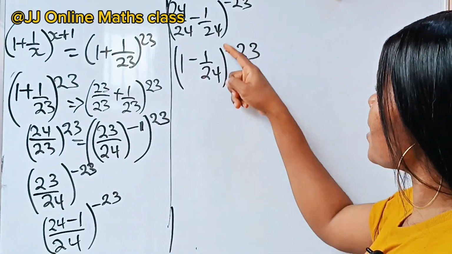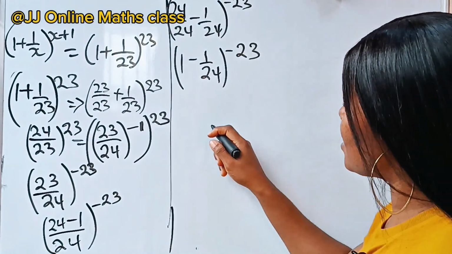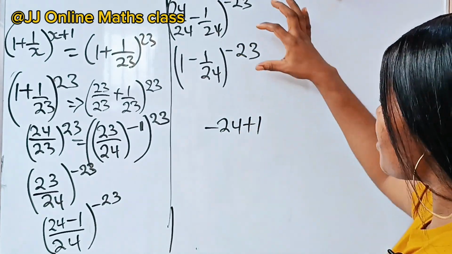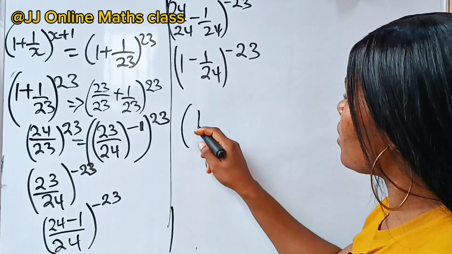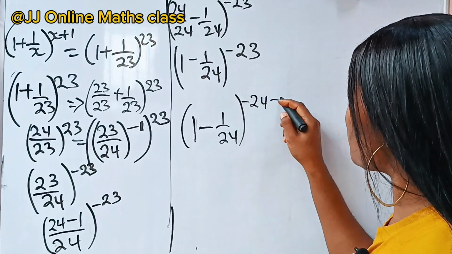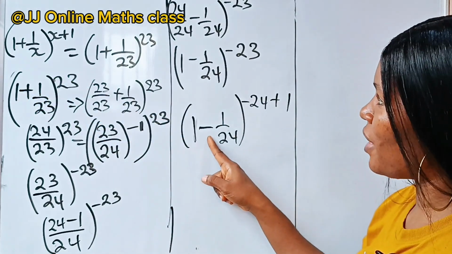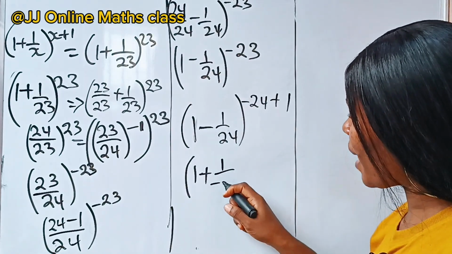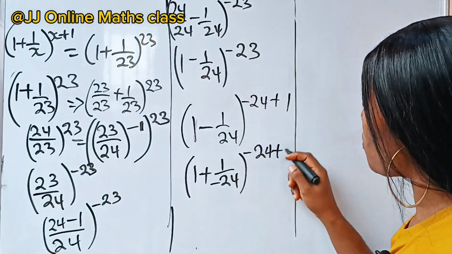Now, how can we write this to still get minus 23 when we add 1 to it? We know that minus 24 plus 1 will still give us minus 23. So we replace this minus 23 with minus 24 plus 1. So this is what we write now: 1 minus 1 over 24 raised to the power of minus 24 plus 1. But notice that here we have a positive sign and here it is minus. We can still rewrite this as 1 plus 1 over minus 24, raised to the power of minus 24 plus 1.